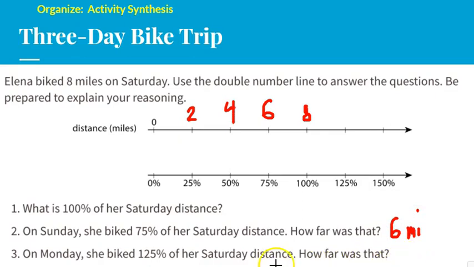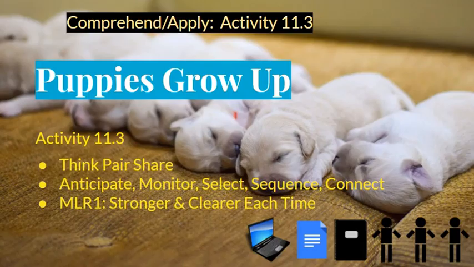On Monday, she rode 125% of her distance. How far is that? Well, we know that 100% is 8, and each 25% is 2 more. So if we're just going 25% more than 100, so 125%, then our answer is 10 miles. And these double number lines can be a real handy thing, especially when you're first trying to understand how percentages go. Let's talk about some puppies.